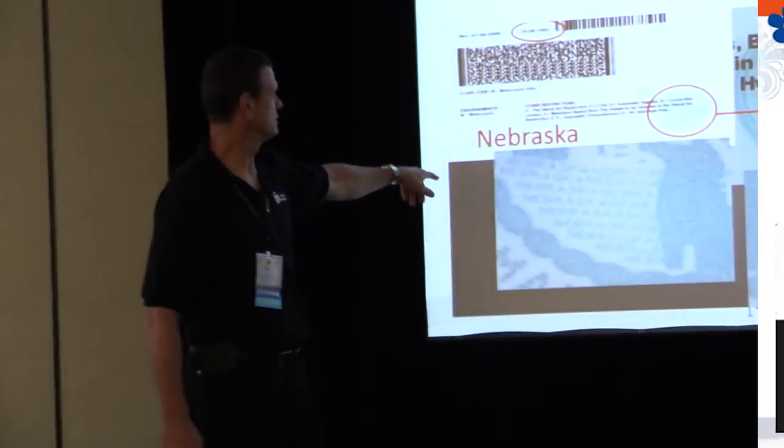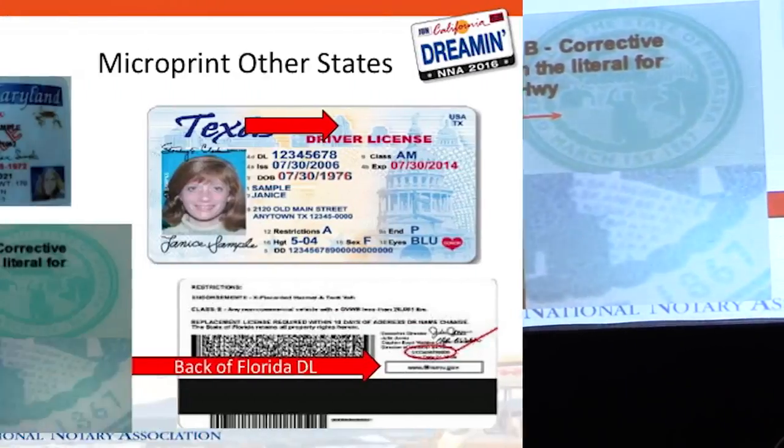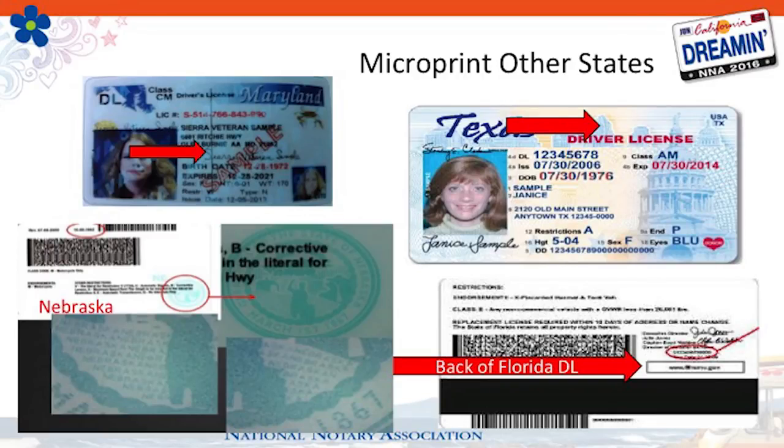Well, here's Nebraska. On the back of Nebraska, it's got the state seal right here. Look at it real close, that's microprint. If you looked at a fake one, it'd probably just be a blur of gray in there. Can't see without the magnifying glass. But a lot of states are using microprint, and that's a real hard security feature to duplicate.